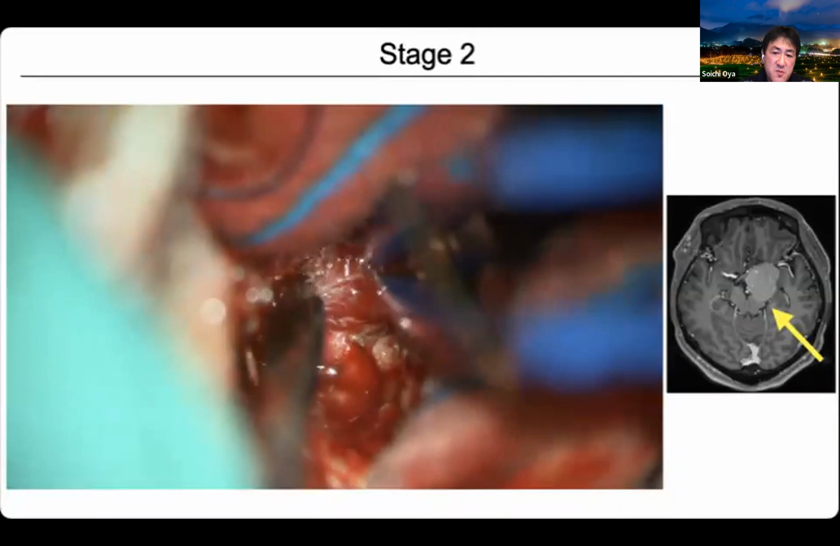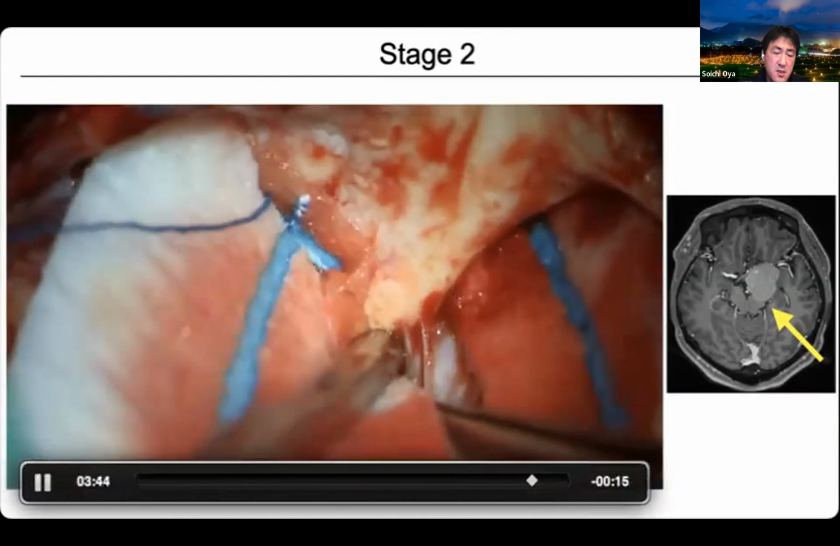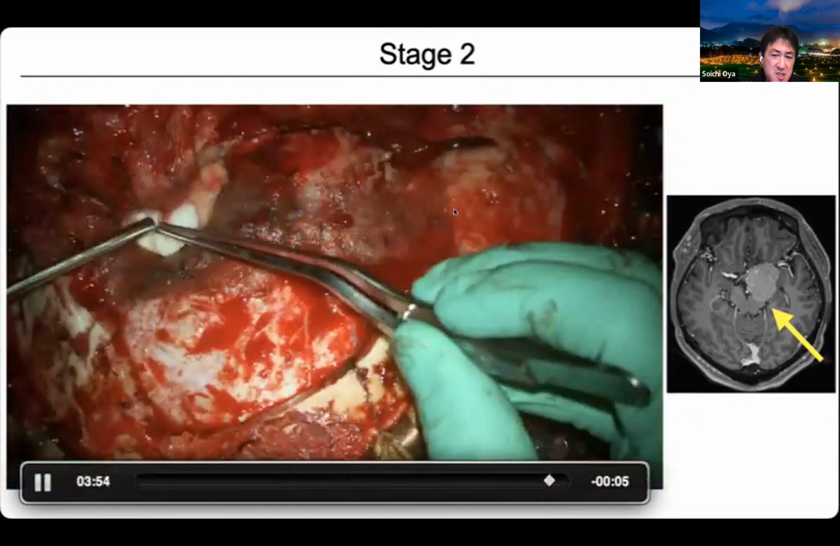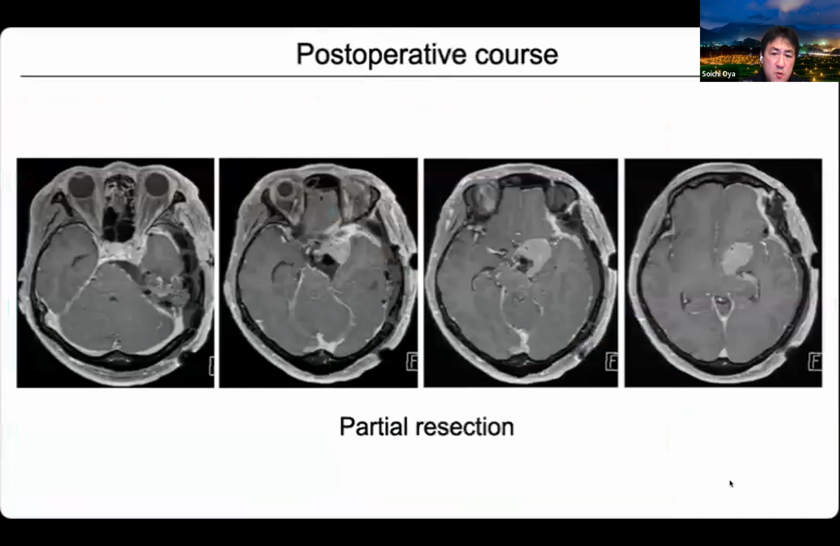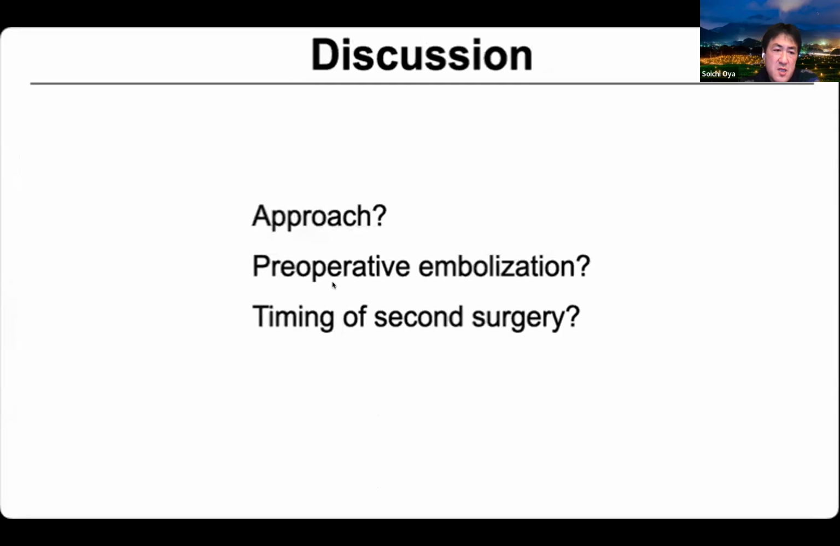And I opened the dura, looked at the anterior part of the tumor where we had touched 2 months ago. But since 2 months had passed, the adhesion had become stronger and more difficult to detach the tumor from the ICA. So I just gave up further removal. The post-operative MRI showed partial resection, like 60%. And also the post-operative MRI showed thrombotic infarction in the region of the PCOM perforator. And although she showed a good recovery, it took over a month before she was discharged home. So the points of my presentation are what kind of approach you use, what indication you have to employ preoperative embolization, and what about the timing of a second surgery?